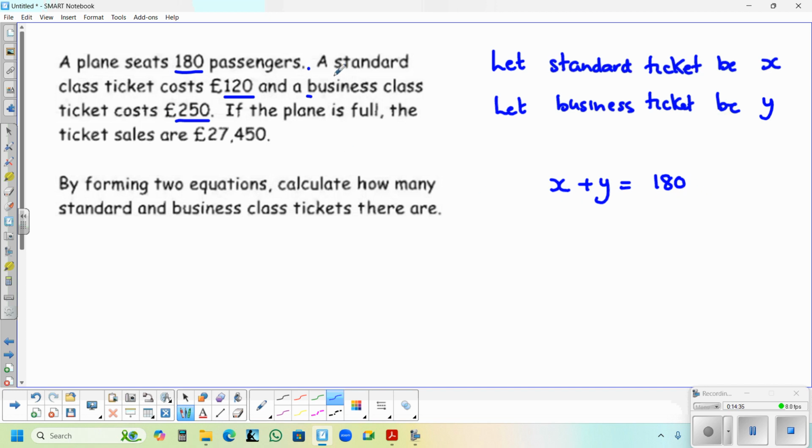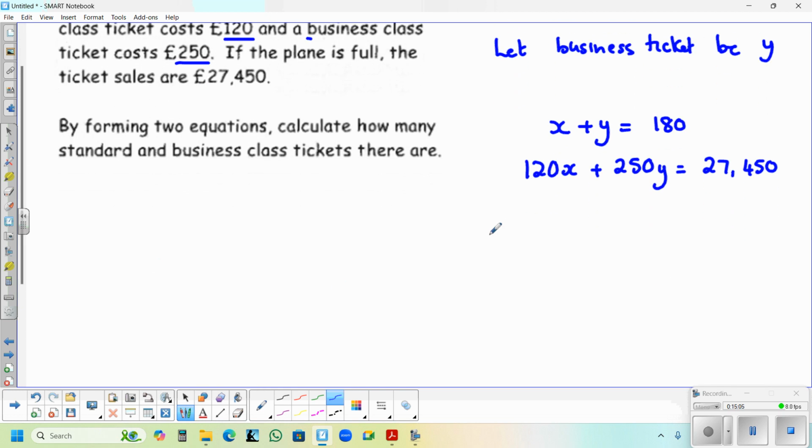So the next thing is a standard class ticket costs 120 and a business class ticket costs 250. So we've got 120 times the standard class, so that's times X's, and we've got 250 lots of the other one, and we call them Y, and the amount of money that was taken in by that is 27,450. So we've got bigger numbers here. Okay, but it doesn't matter. We've got a calculator. So that's my two equations.